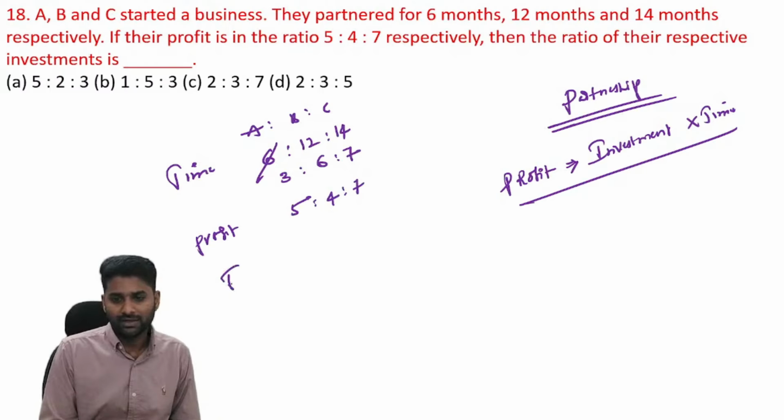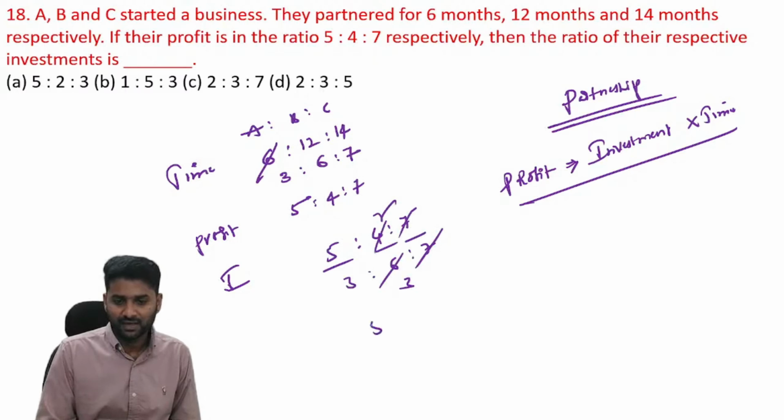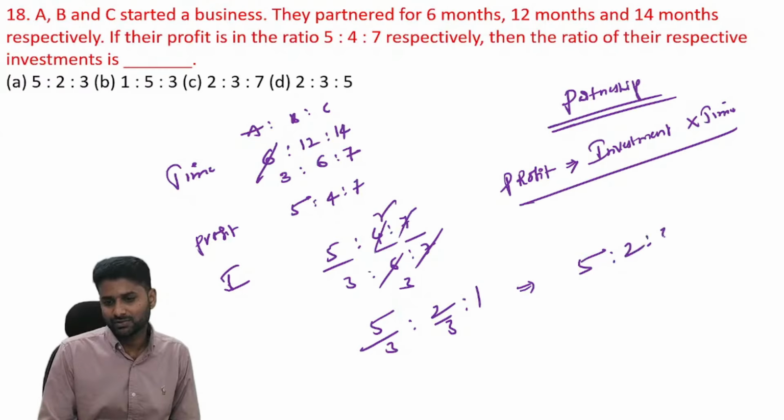Now what about the investment? Investment is all about profit divided by time. The 7s cancel, 2 times and 3 times. Again 5 by 3 is to 2 by 3 is to 1. So finally the answer is 5 is to 2 is to 3.